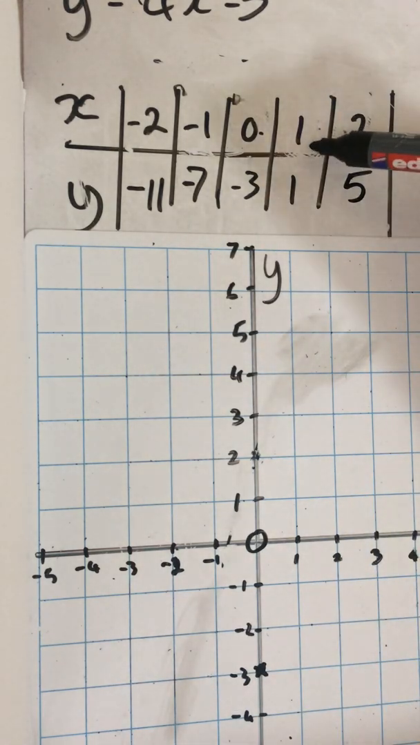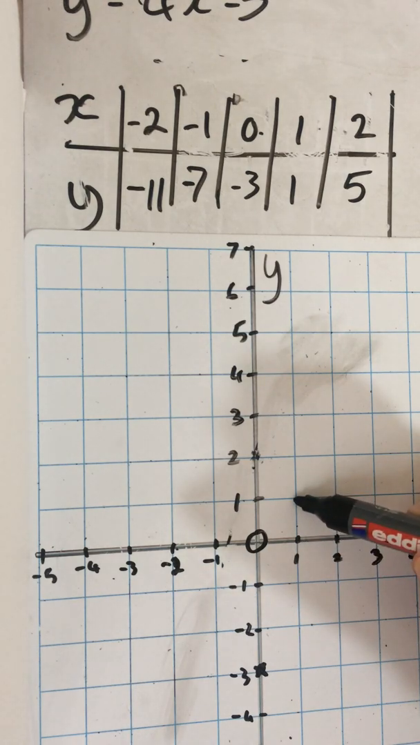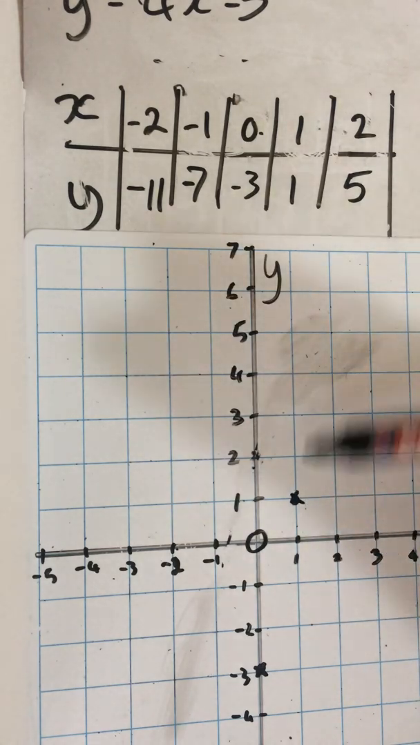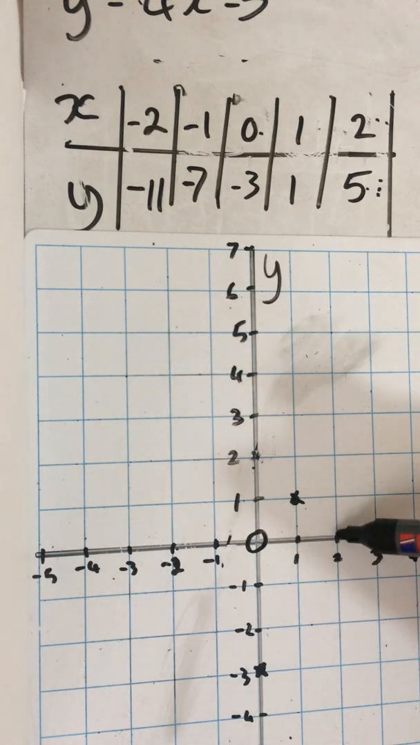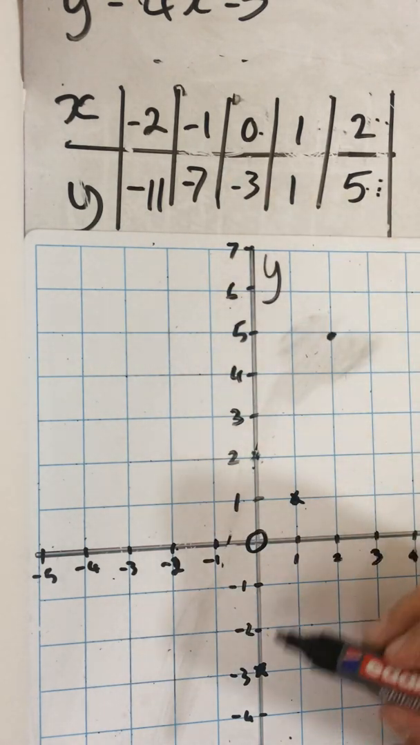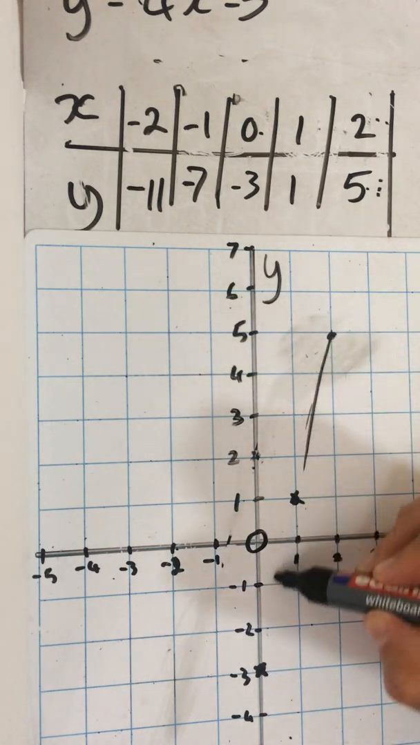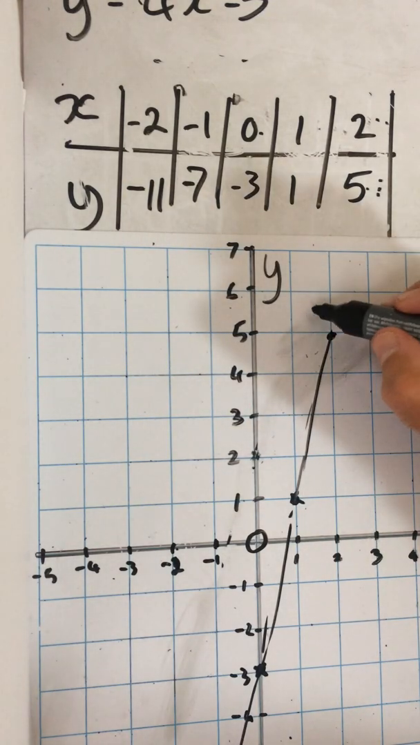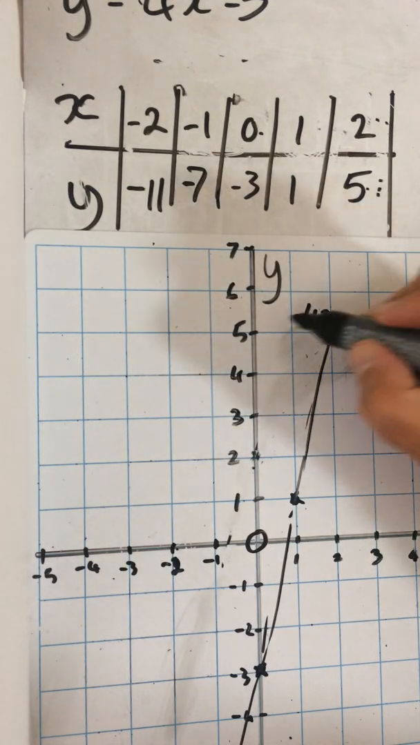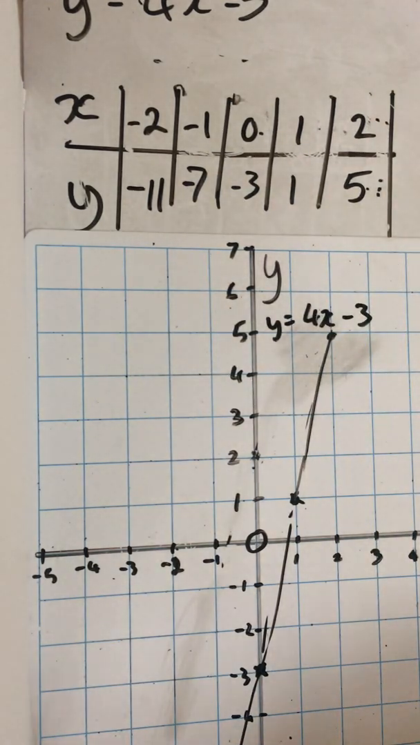Then going 1 on the x-axis will give me 1 on the y-axis, which will give me there. And then we've got 2 on the x-axis, would give me 5 on the y-axis. So across to 2, up to 5. So again, I would join that up, and I can extend that down. So join those up there, and it would extend down to the end of the page. And again, I would label that y equals 4x minus 3, because that is the equation.